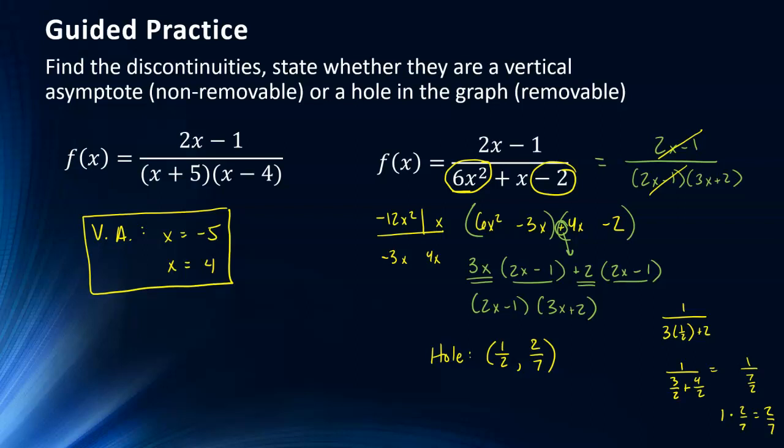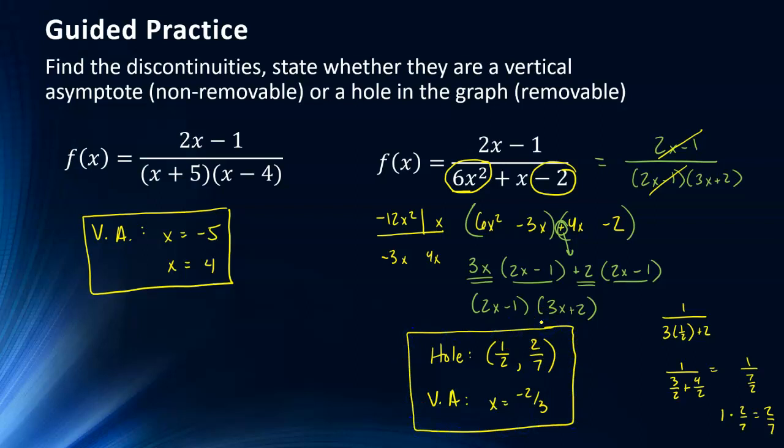All right, so now we do have a non-removable discontinuity there with the 3x plus 2. If I were to set that equal to 0 and solve it, we would have a vertical asymptote at x equals negative 2/3.